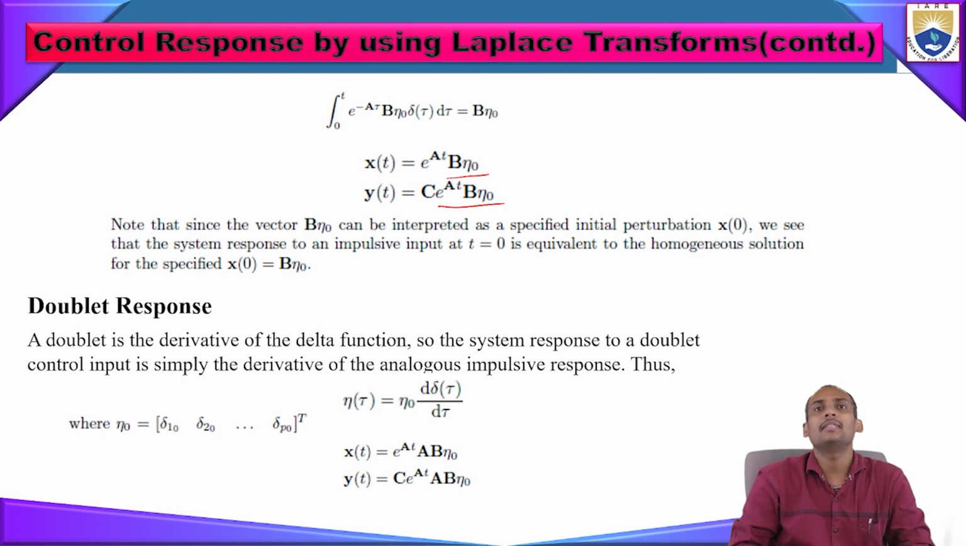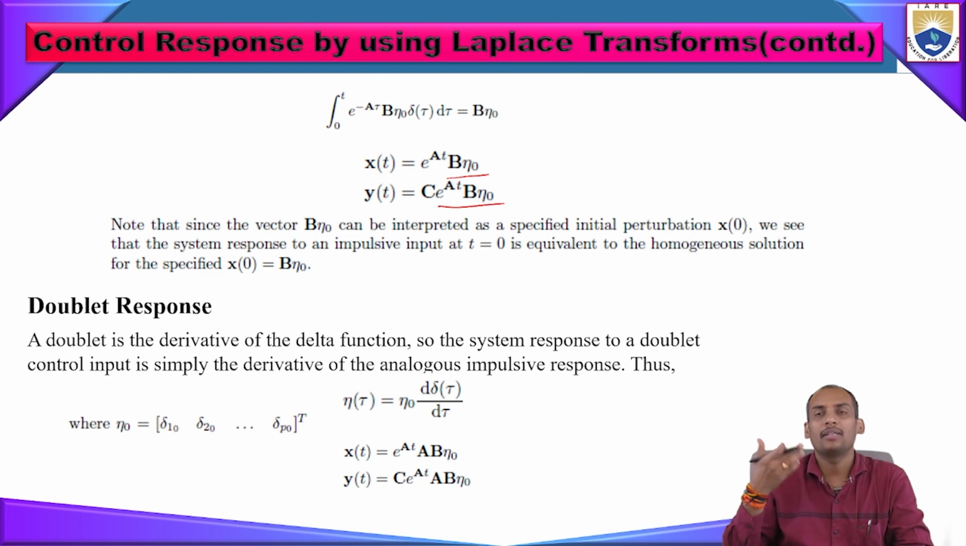See that the vector b eta naught can be interpreted as a specified initial perturbation, like a control input perturbation. If you are giving x of x naught, then we can see that the system's response to an impulsive input at t equal to 0 is equivalent to the homogeneous solution for specified x of 0 equal to b eta naught.